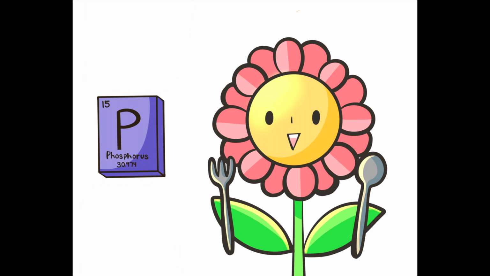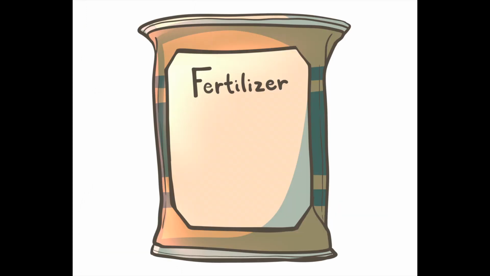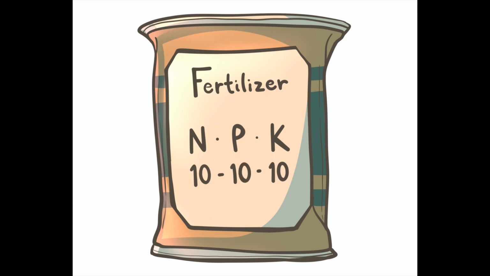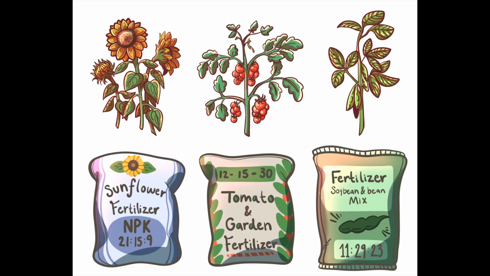Phosphorus is one of the 3 most important nutrients in a plant's diet, alongside nitrogen and potassium. When you buy fertilizer at the store, most of the bags will show 3 letters, NPK. This NPK score tells you how much of each nutrient is present in the fertilizer mix. This is important depending on the plant or soil you're using, so farmers and gardeners can select different fertilizer mixtures.